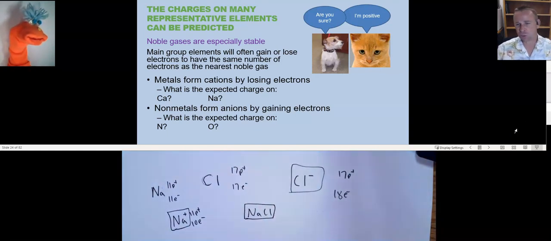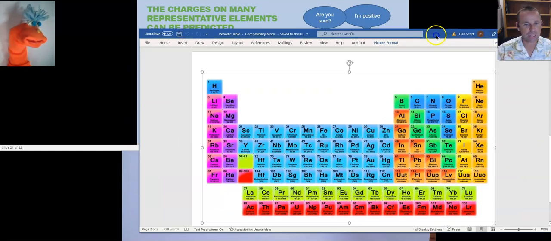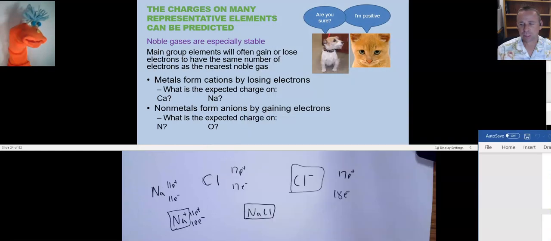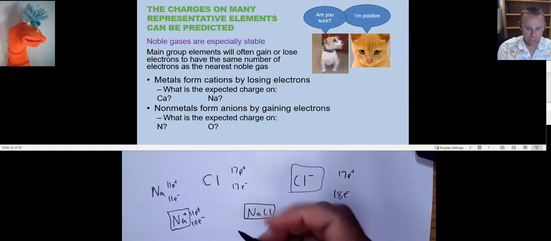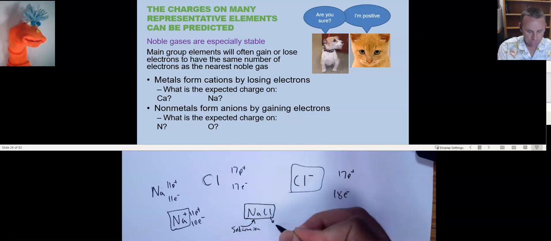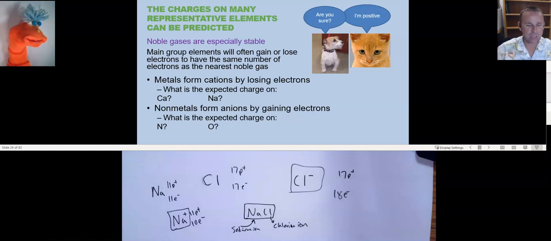Notice that I didn't call it the sodiide ion. For metals, we just keep the name of the metal and just call it the ion, right? Sodium is a metal, so it's called the sodium ion. And sodium chloride is a compound made of the sodium ion and the chloride ion. Two ions came together to form sodium chloride.